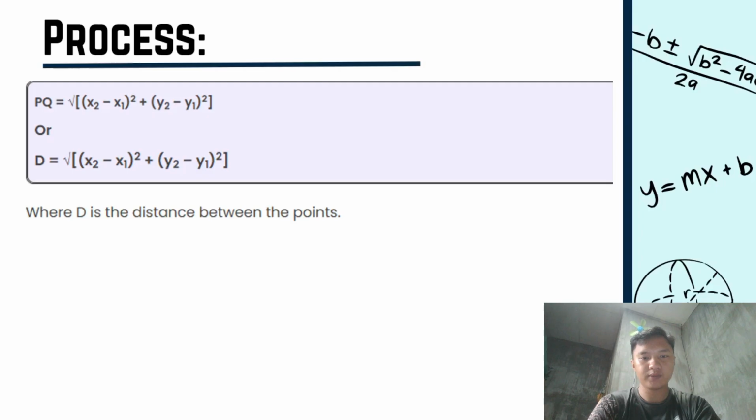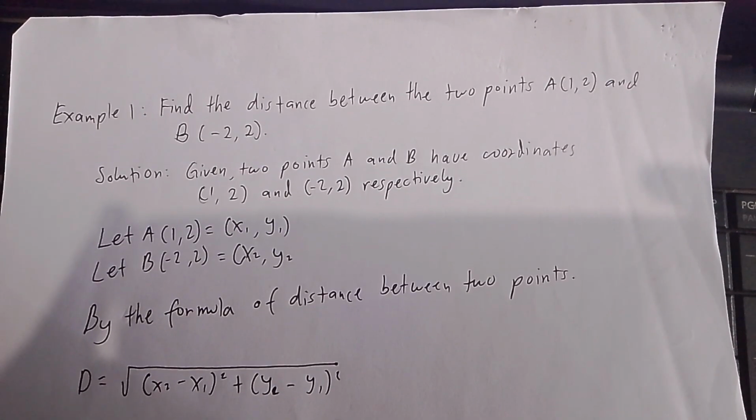PQ equals the square root of (x sub 2 minus x sub 1) squared plus (y sub 2 minus y sub 1) squared. The distance equals the square root of (x sub 2 minus x sub 1) squared plus (y sub 2 minus y sub 1) squared. So this is an example of the distance formula.